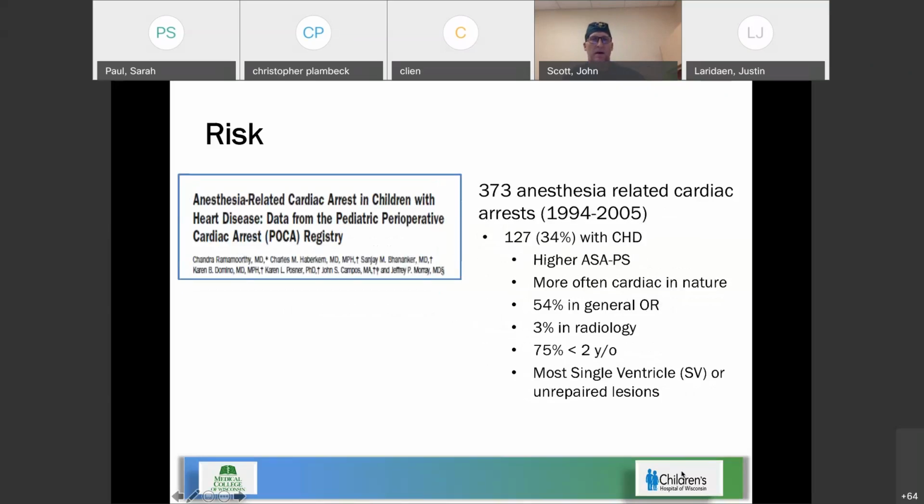This is a more recent study. This is the POCA registry.